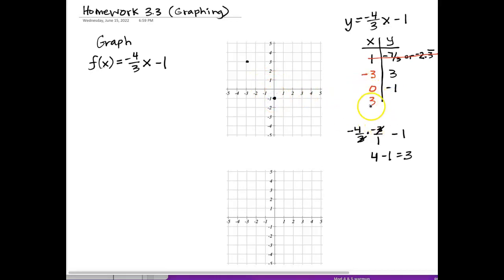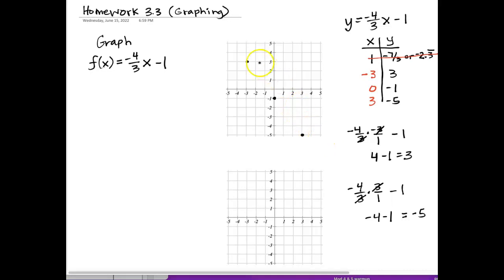And then if I put 3 in place of x, right? So negative 4/3 times 3/1 this time, and then subtract 1. Well, here again, my 3's divide out, and so I'm just left with negative 4 minus 1, which is going to give me negative 5. So I got over positive 3 down 5, and that would be here.